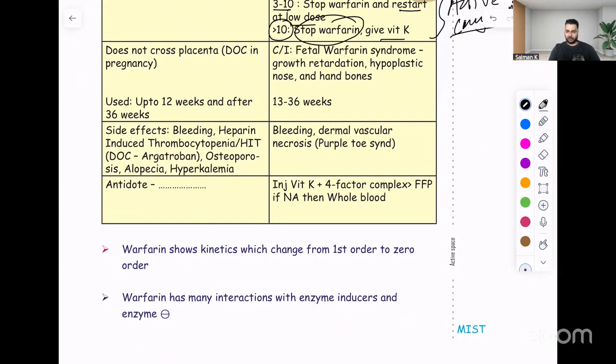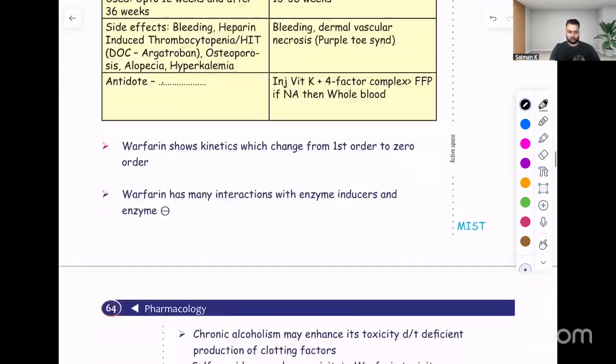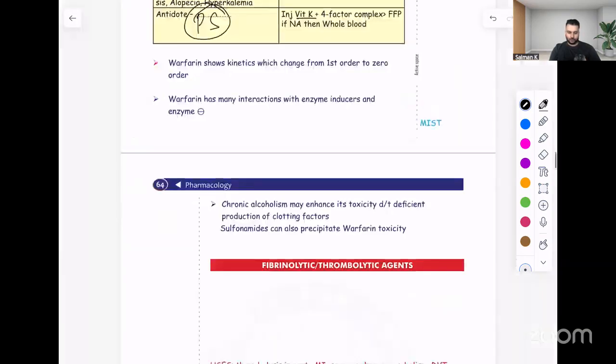Pregnancy, I made you write it clearly. I don't need to explain, hopefully. Antidote. Protamine sulfate is the antidote for heparin, whereas vitamin K is the antidote for warfarin. All right.